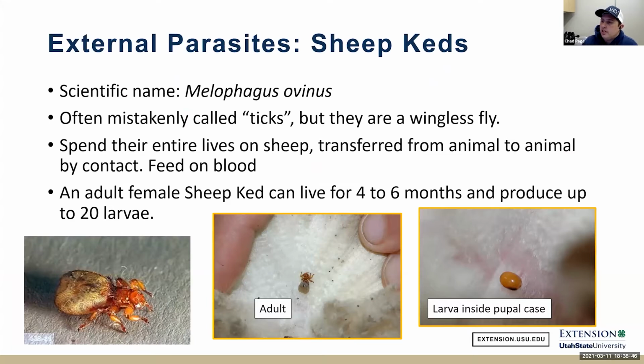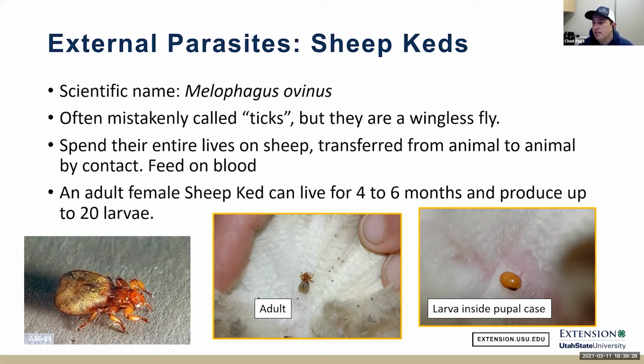So the first one in our external parasite category is the sheephead. We often look at this parasite on our sheep and we call it a tick. However, the sheephead, which the scientific name, Melophagus ovinus, is actually a wingless fly. There are a bunch of subspecies of this type of parasite. Some of them have partially developed wings, and some others have no wings at all. But one thing that's common across all of them is that they are blood feeders. So they will feed similar to how a tick feeds and fill up on blood of the animal.